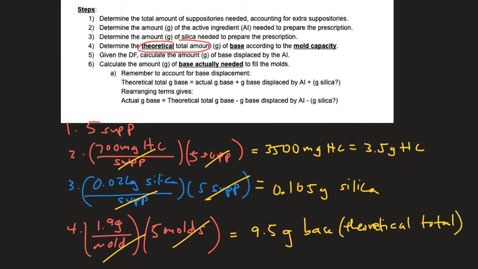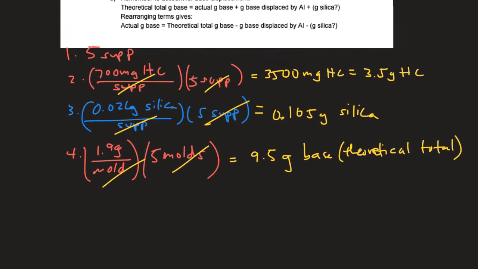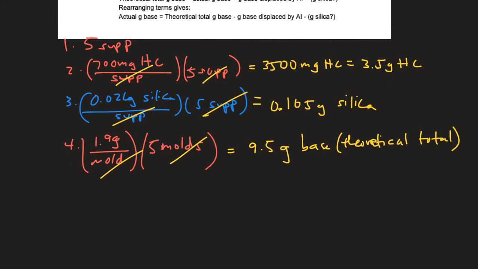I'll get to it. So step 5, given the density factor, calculate the amount of base displaced by the AI. To illustrate this in picture form, we have a mold filled with fatty base, and then now, let's see.